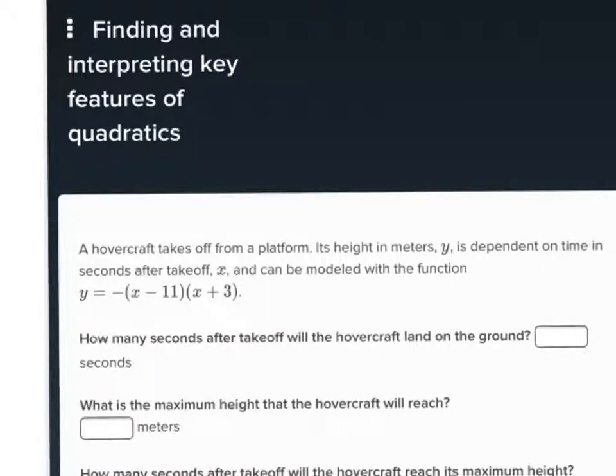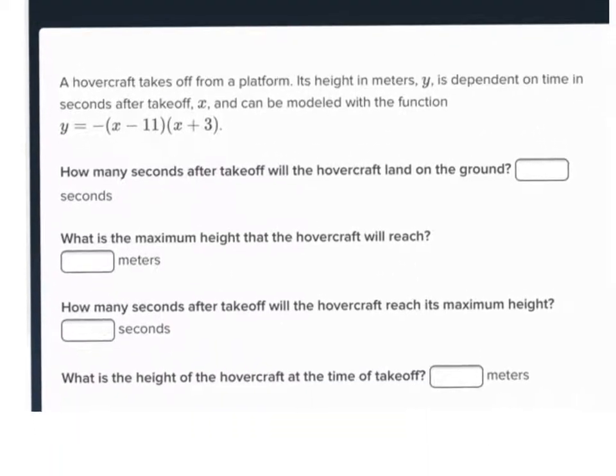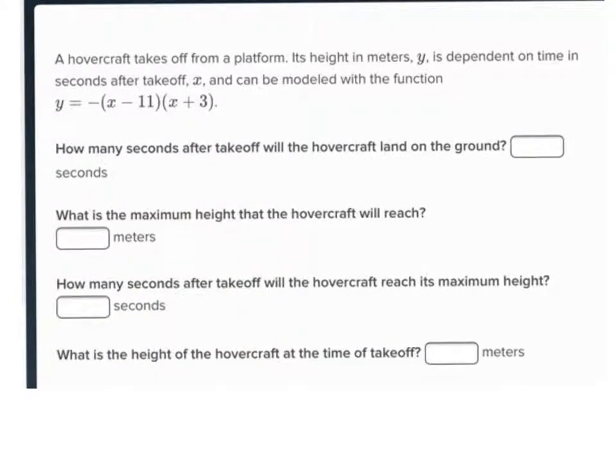So it says up here that what we're doing is working the activity, finding and interpreting key features of quadratics, which is number 15 over there on the board. So I wanted to work an example. This example is similar to the potato gun problem that we did in class last week. So let's read the question.